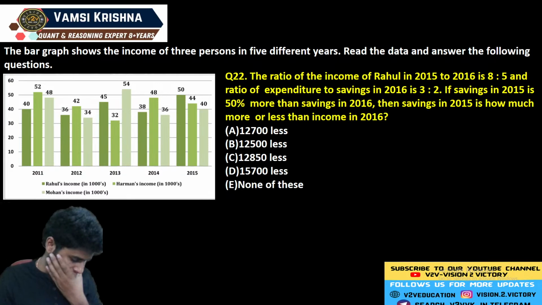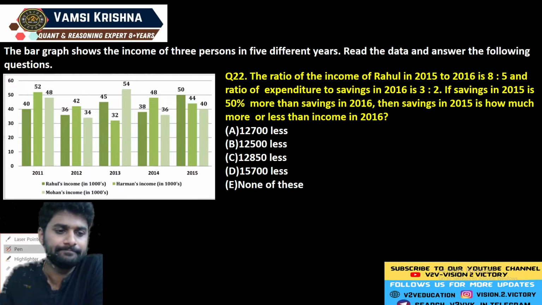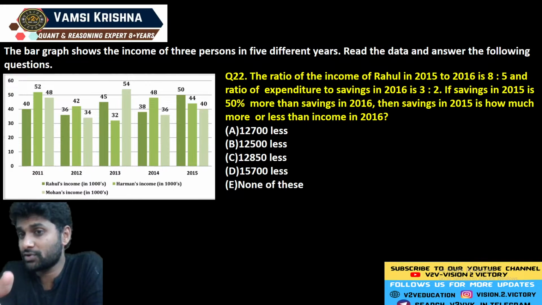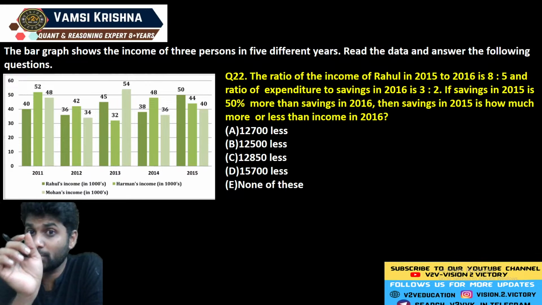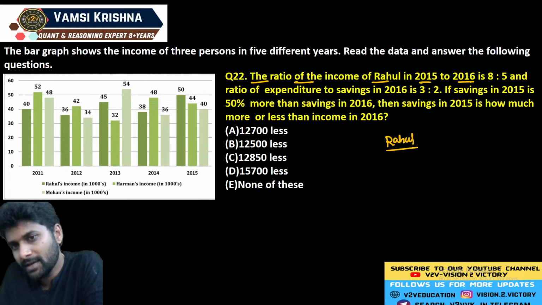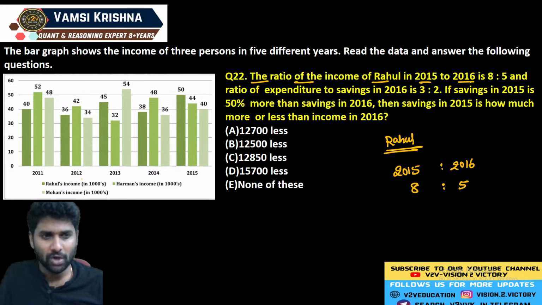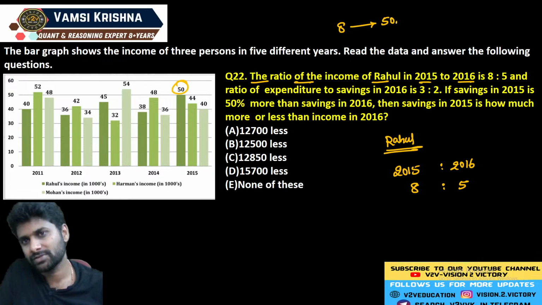Now, this question. Try to understand. Guys, if you're unable to understand this question, definitely you are wasting your time. Try to read the information carefully. The ratio of income of Rahul in 2015 and 2016 is 8 is to 5. That is one of the variables we have. And you already know Rahul's income in 2015 is 50,000. Now 8 units become 50,000.